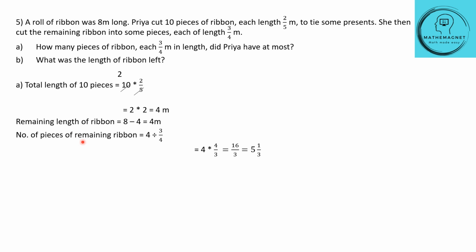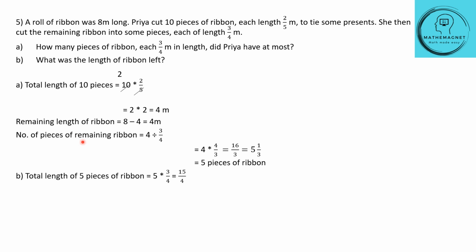Now this is the number of pieces she has cut into. Now number of pieces cannot be a fraction, correct? So we will consider the number of pieces as 5 pieces of ribbon. Now what was the length of the ribbon left? Now we know 5 pieces have been cut and each of those 5 pieces is 3 by 4 meters. So the length of 5 pieces will be 5 into 3 by 4, which is equal to 15 by 4.